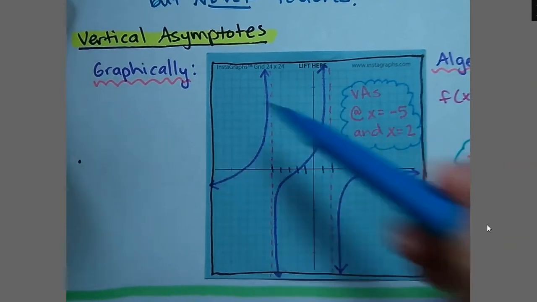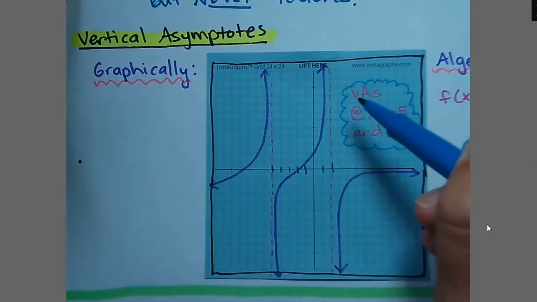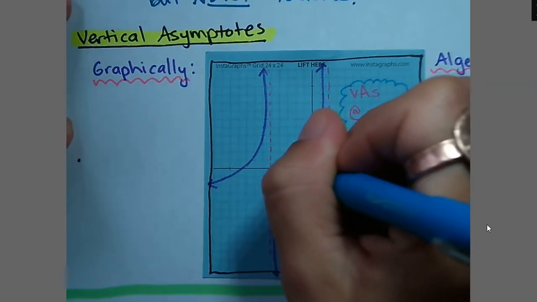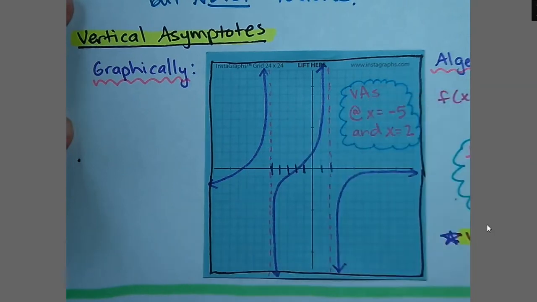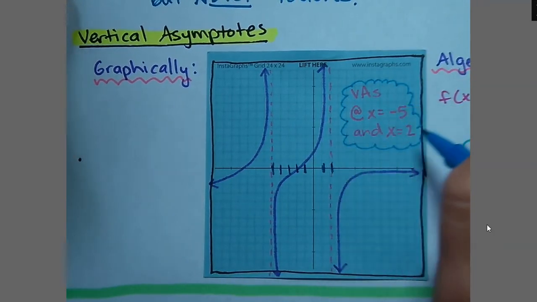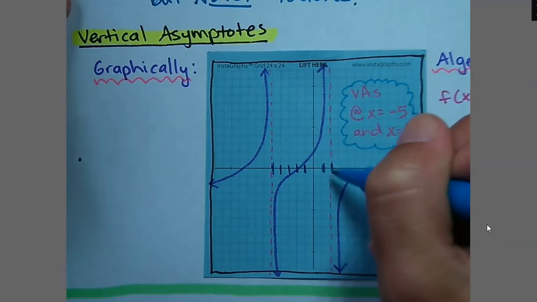So this graph has vertical asymptotes, which I usually write as VA, at x equals -5. So if we go here, 1, 2, 3, 4, 5, and x equals 2, 1, 2. We always write these as x values because these lines are going through ticks on the x-axis.